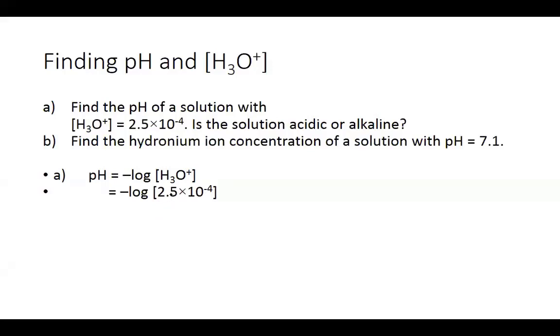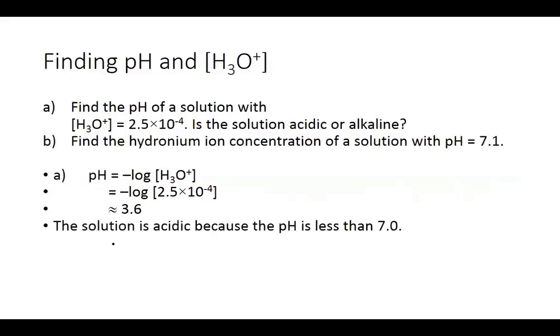Later we're going to learn some properties of logarithms to break this down. However, you still have to use your calculator for part of that. But if you go ahead and enter these values into your calculator, you should get 3.6. Again, make sure you grab your calculator to confirm this result. So this is less than 7. The solution is acidic because this value is less than 7.